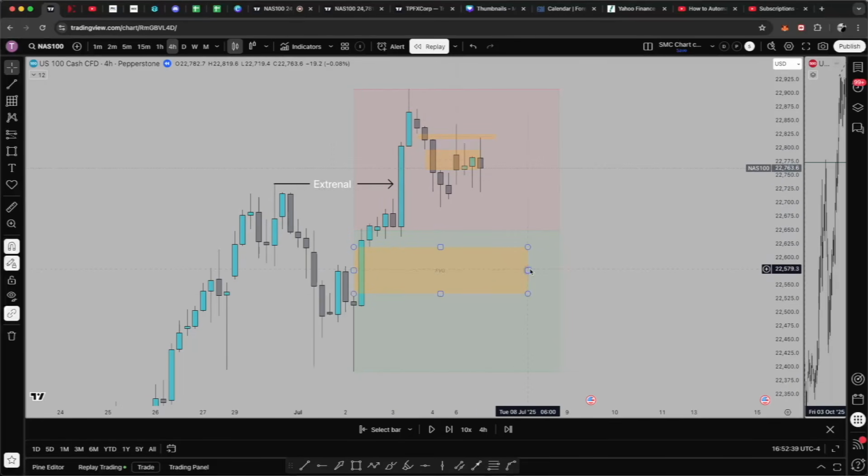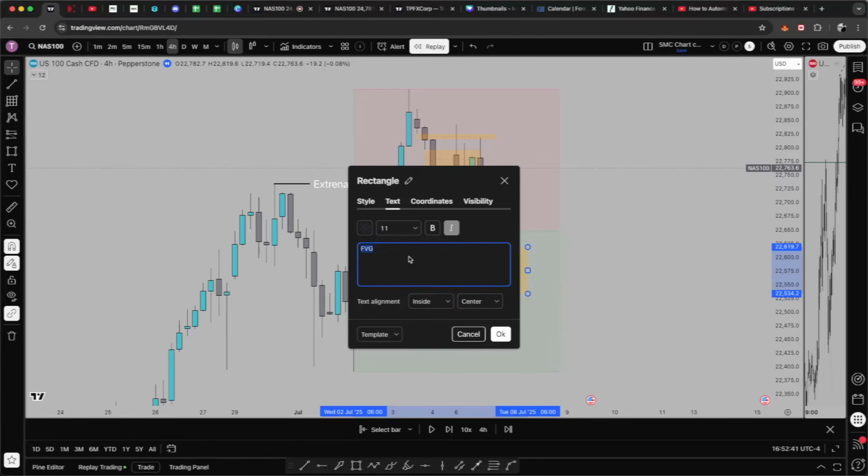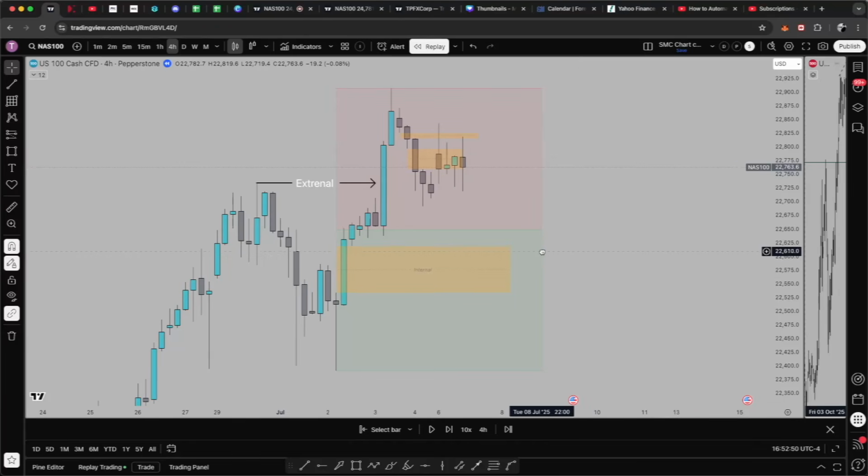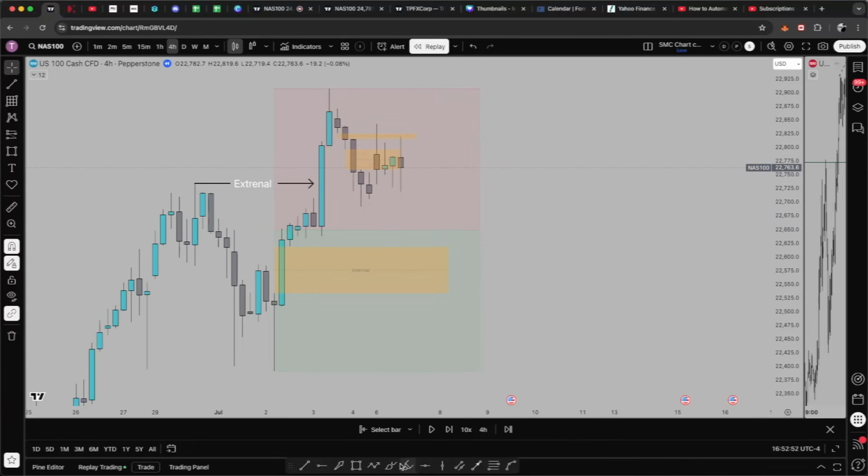Now I want to go for this internal liquidity. Internal liquidity is actually fair value gaps, right? Or actually fair value gaps internal. So price moves like that. So price goes into external liquidity, internal liquidity, external liquidity, internal liquidity.